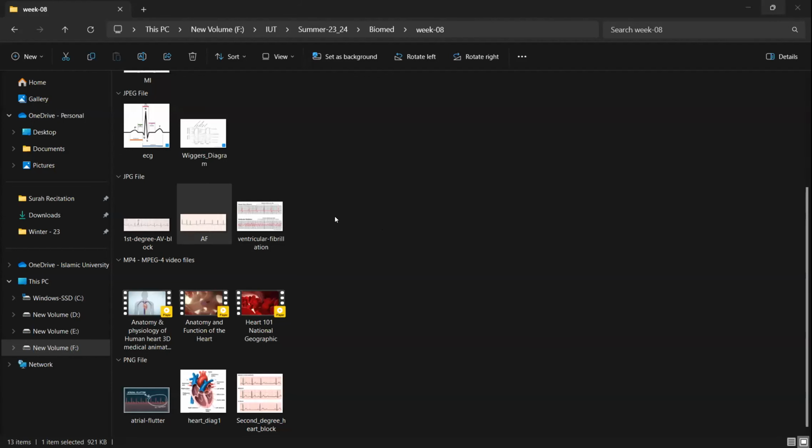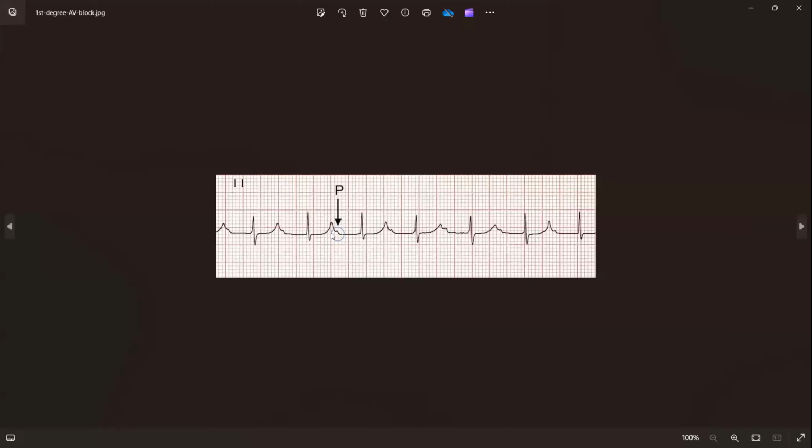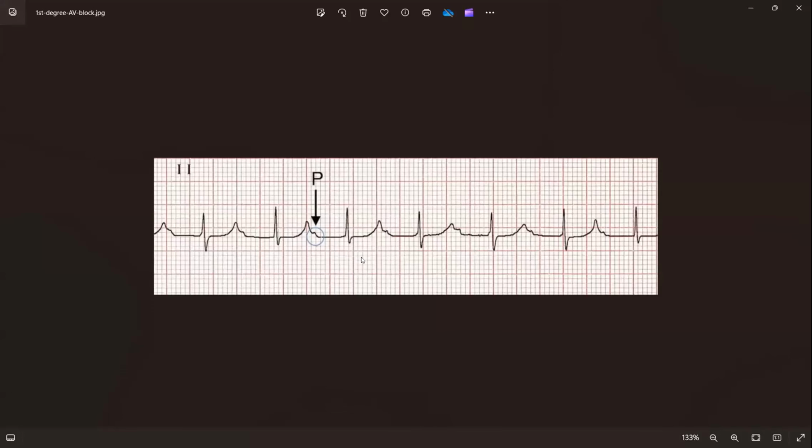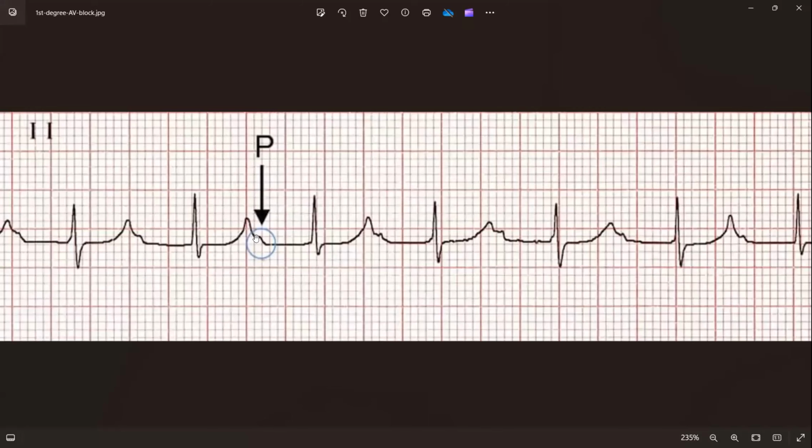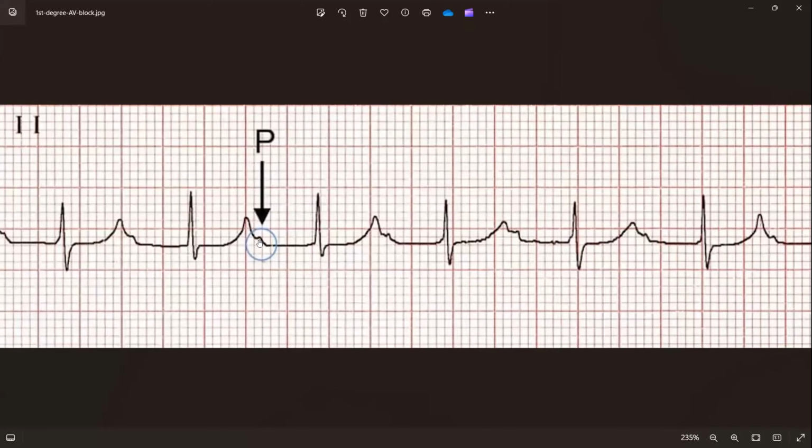Okay, first degree AV block, this one. Can you see? Yes, sir. Okay, so you can see this is your P. After this PQRST, this is your P, this is your P. After this P to Q, it is taking too long. It should not be that long. It should be much smaller.